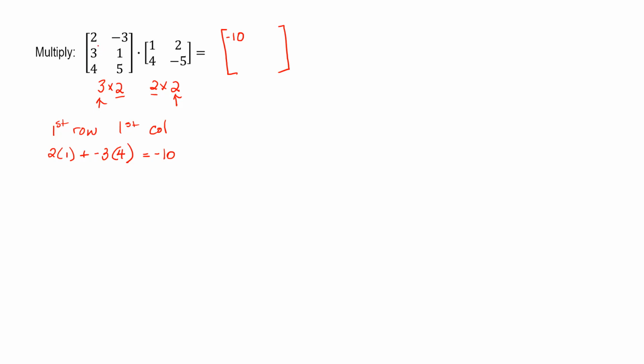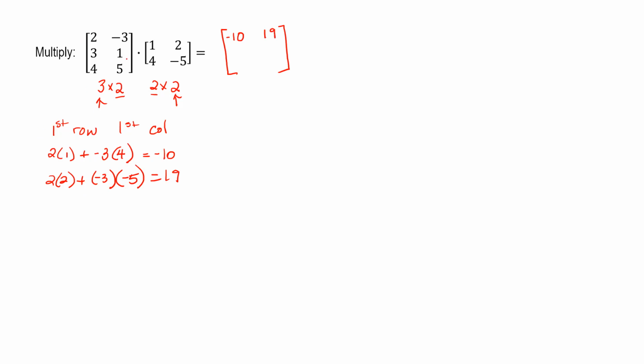Now we're going to go down. We're going to go to the second column. So 2, negative 3 times 2, negative 5. So 2 times 2 plus negative 3 times negative 5. We're going across the first matrix and down the second matrix. 4 plus 15 is 19. So that goes here.